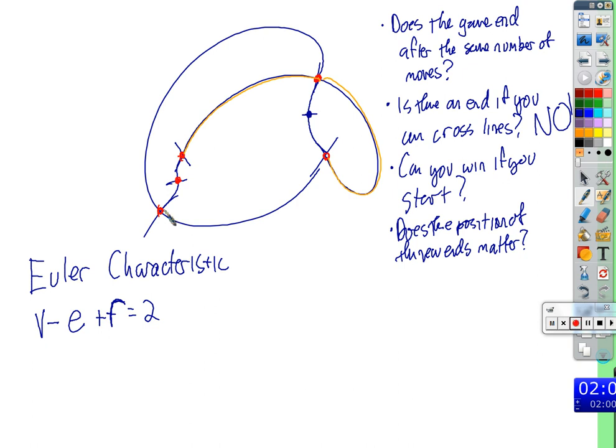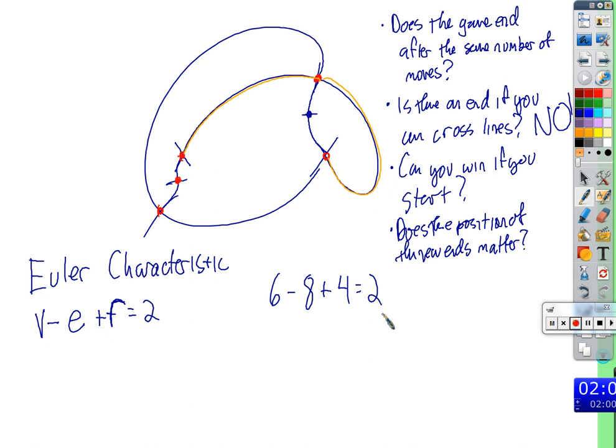Okay, vertices: 1, 2, 3, 4, 5, 6, minus the number of edges: 1, 2, 3, 4, 5, 6, 7, 8, plus the number of faces. How many faces? 4. 1, 2, 3, 4. Okay, 6 minus 8 is -2, plus 4 is 2. Euler characteristic works out.